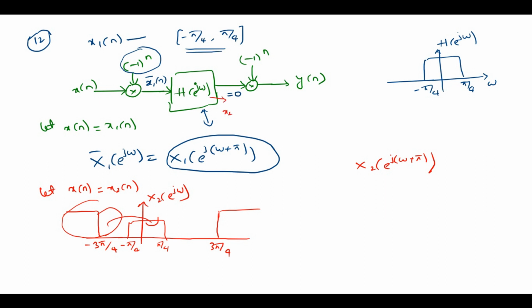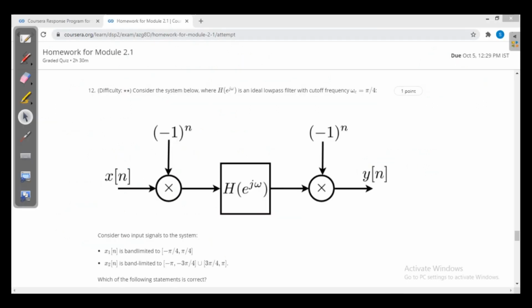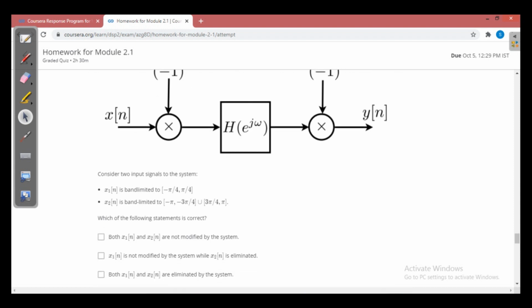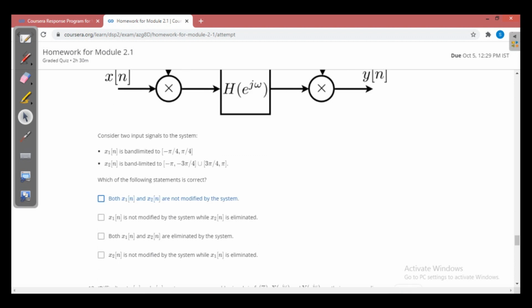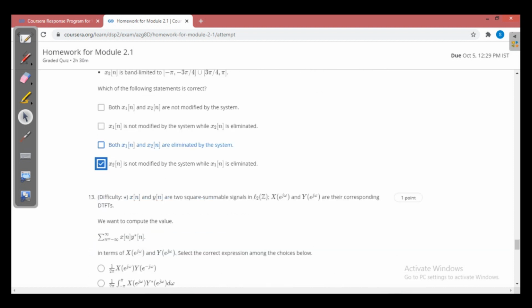After that, you are multiplying with (minus 1) to the power n again, so the same frequency component will be back to its same position. So in this case, the second signal is attenuated by the filter. The first signal x1 of n is eliminated by the system, and the second signal x2 of n is not modified by the system.